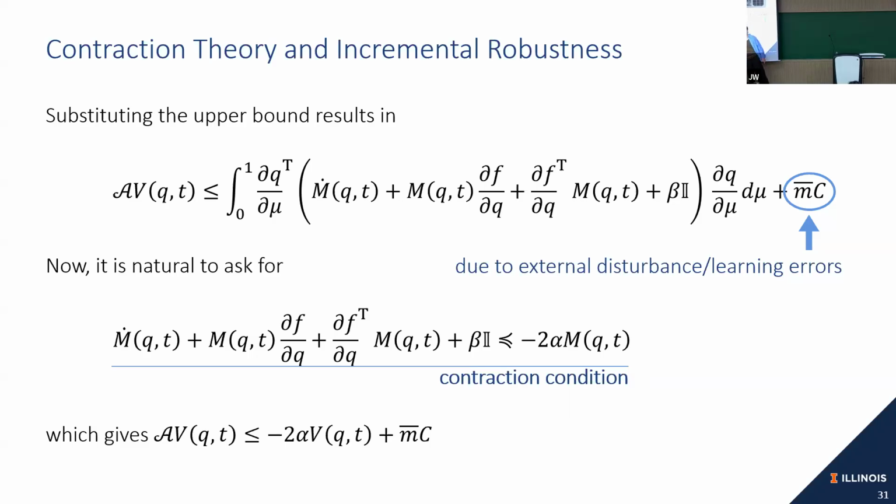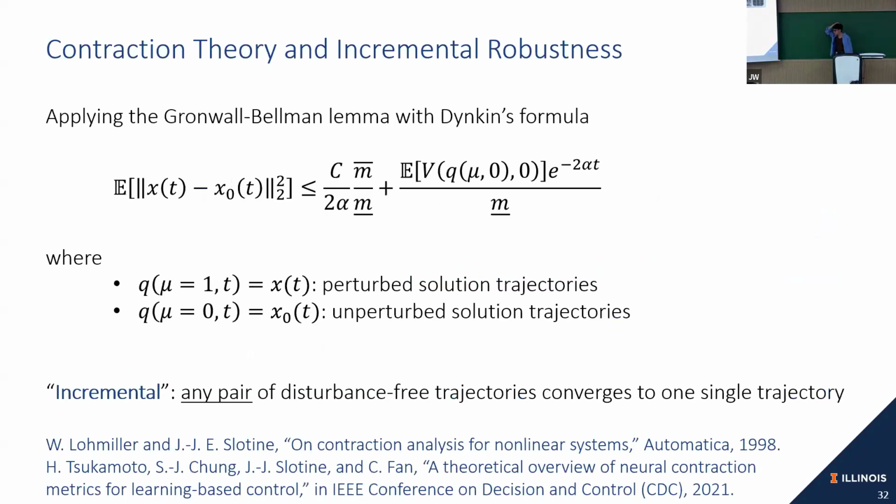This curve is non-vanishing, right? It's a decreasing curve, a non-vanishing curve. And using this inequality, you get what we call Dynkin's formula, and in expectation you get something like this. So the second term, as time goes to infinity, disappears. The first term remains, and it remains because of the uncertainty. So the C term over there captures all the uncertainties coming from the stochastic disturbance or the bounded disturbance.